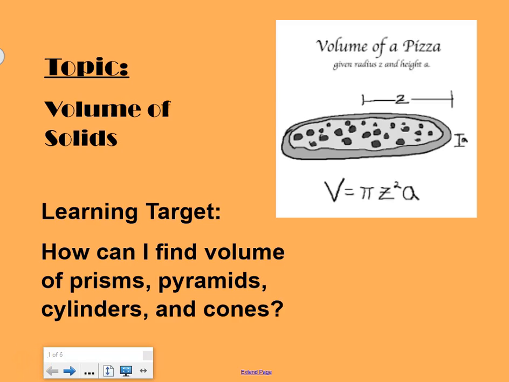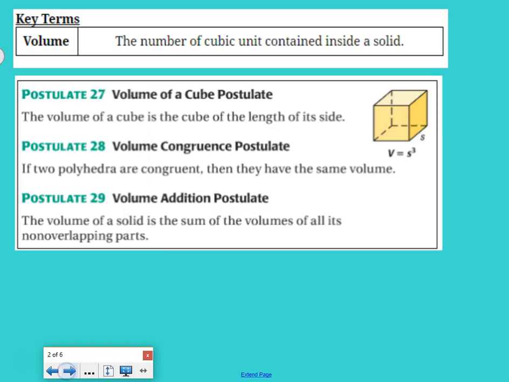Today our topic is volume of solids. So our learning target: how can I find volume of prisms, pyramids, cylinders, and cones? Volume is the number of cubic units contained inside a solid. Whenever you find volume, your units are going to be cubed, like feet cubed or inches cubed or centimeters cubed. That's how you label your volume.